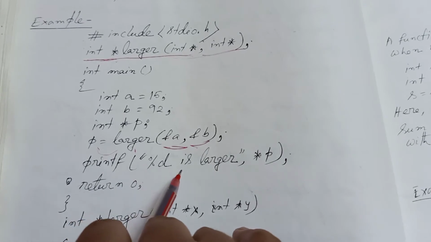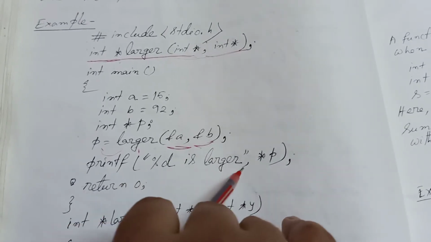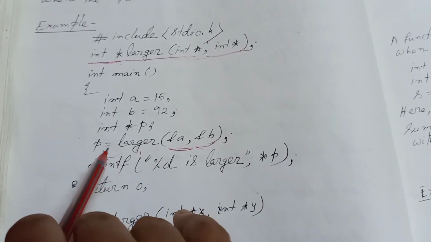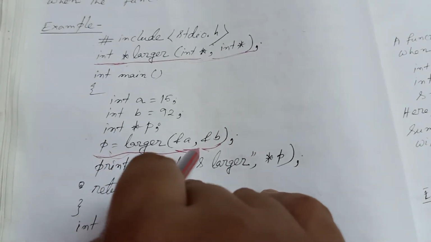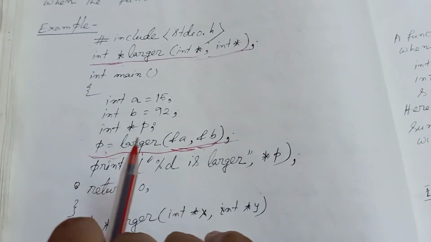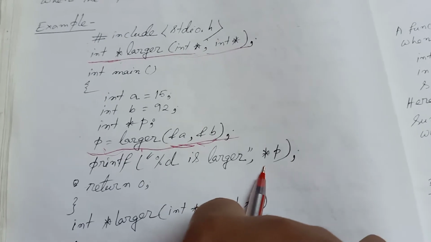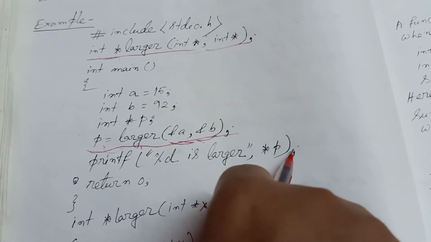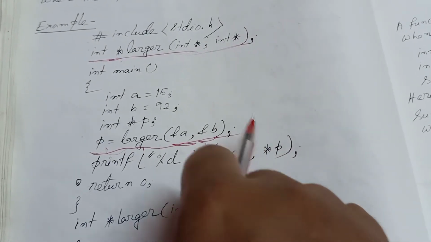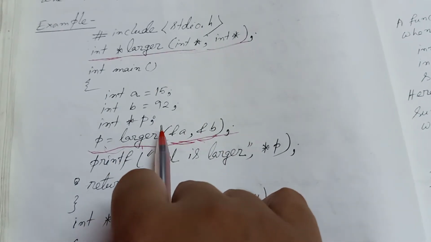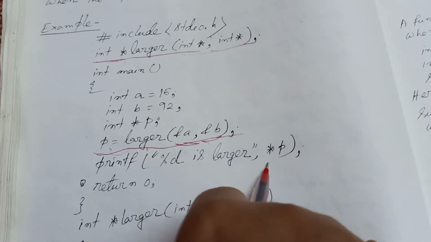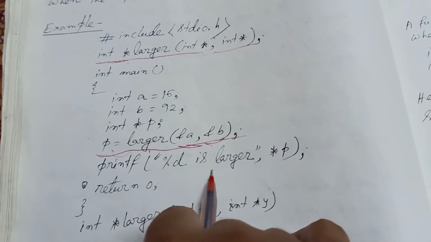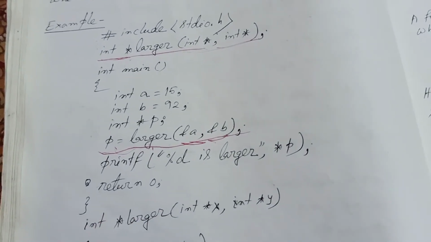Now printf %d is larger. Within this statement we can compare the values of a and b, and by using the pointer p, which is declared right now, we are able to display the larger value.